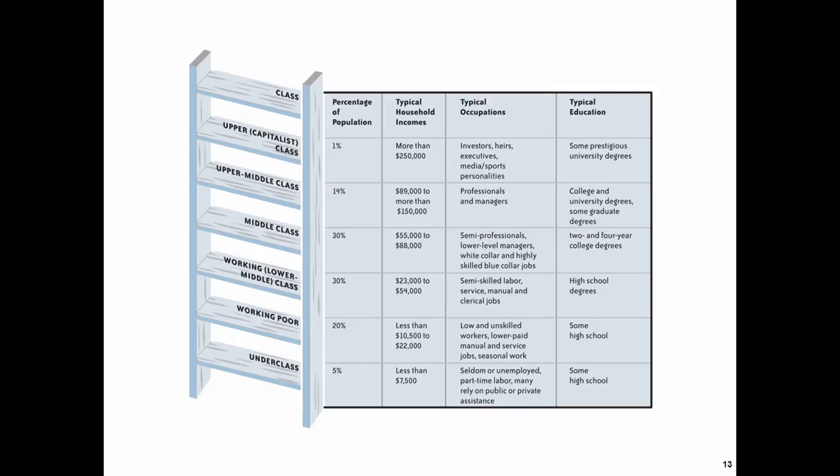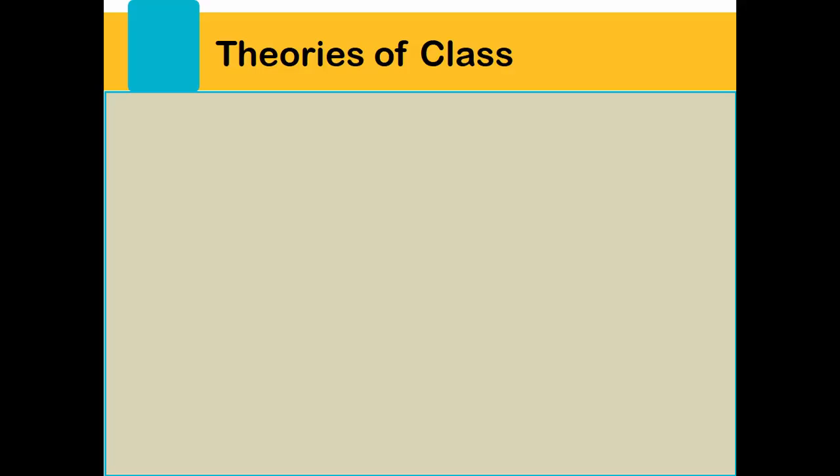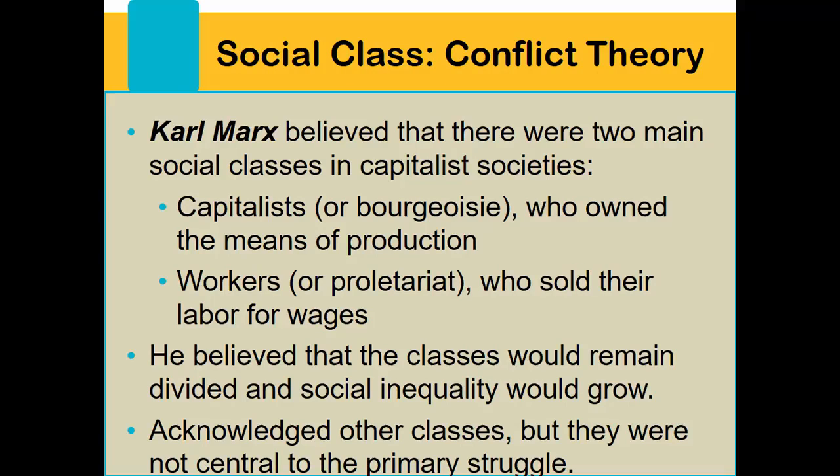The underclass individuals are those making less than $75,000 a year, and that's a valid breakdown and additional to that. Otherwise, this chart is the same as what I just presented you. Now let's talk about some sociological theories of class.